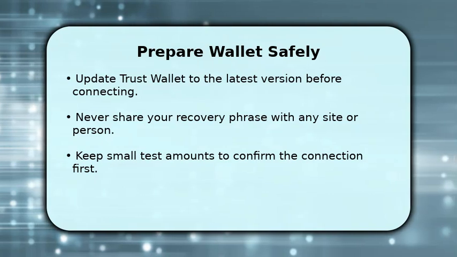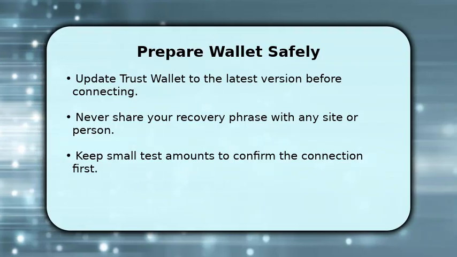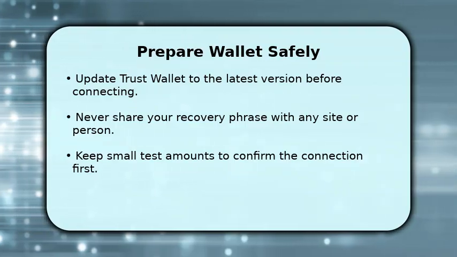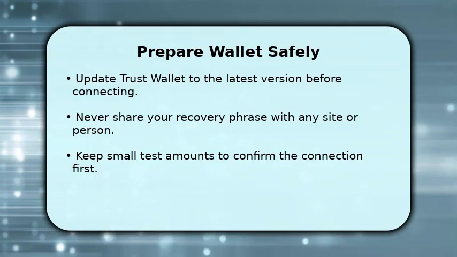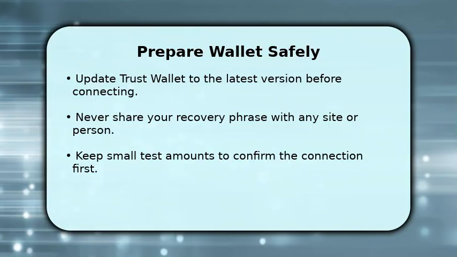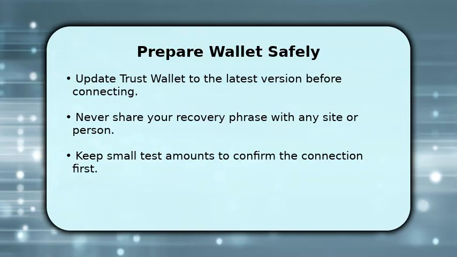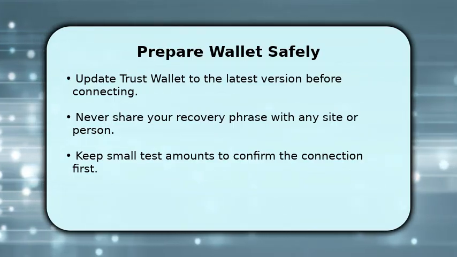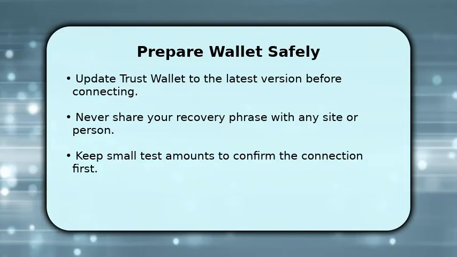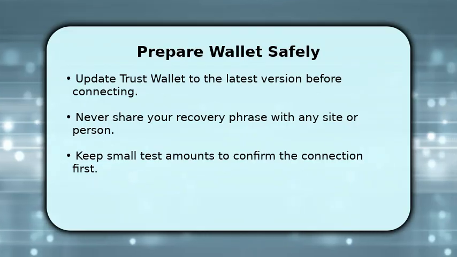Before connecting to CPen, update Trust Wallet and review your security basics in a calm way. Make sure your recovery phrase is stored offline and never entered into a website. Use a small test transaction to confirm the wallet connection and network settings. Check that the connected address matches your expected account and that no unexpected permissions are requested. If anything feels off, cancel and troubleshoot rather than proceeding hastily.